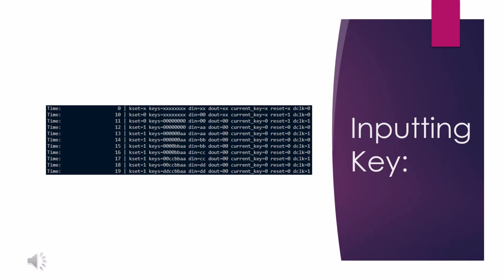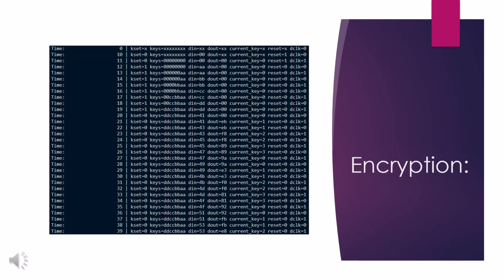However, the first thing that we want to do is set the keys that we will use to encrypt the data. And at time 12, we see that K set is set to 1. And whenever we have a positive D clock and an input data, that data is then set to the keys. The keys are set to a 32-bit array that will be updated every time kset is 1 and we have a positive D clock. And at time 19, we have the full set of keys that are DDCC BBAA in hexadecimal, and these keys will be used to encrypt the data. When kset is set to 0, our system is ready for data encryption.